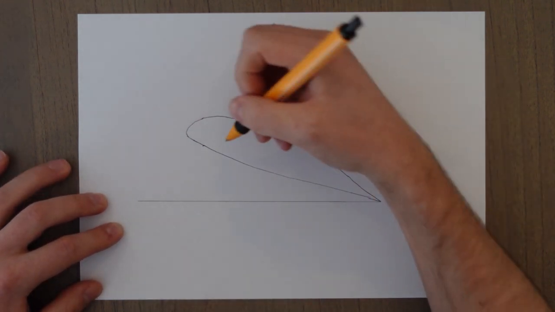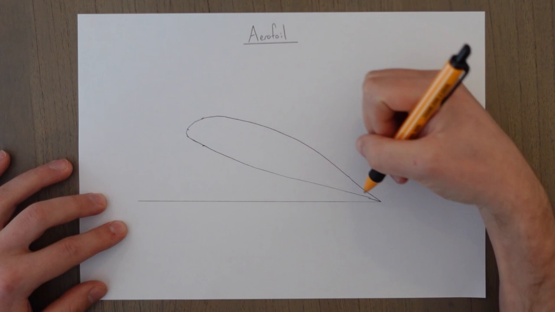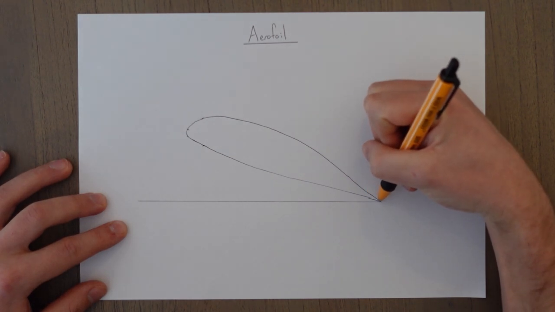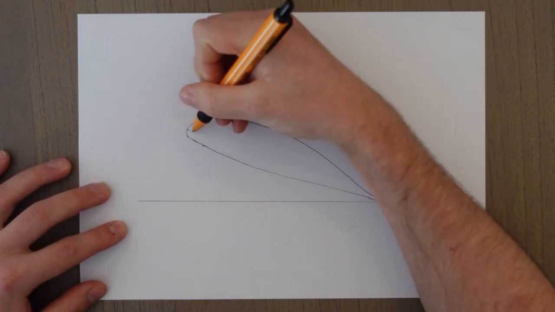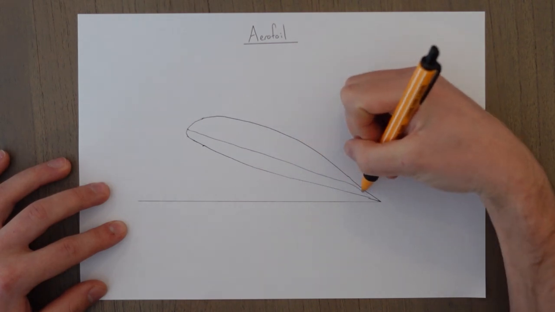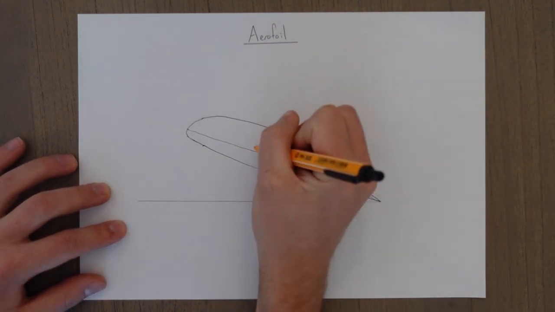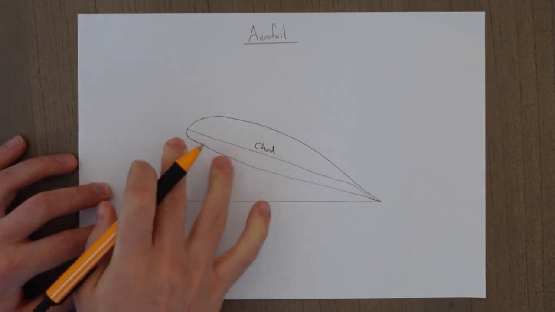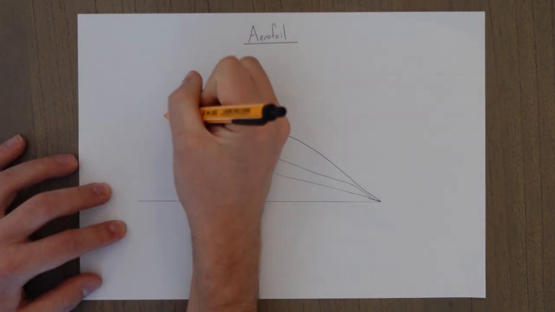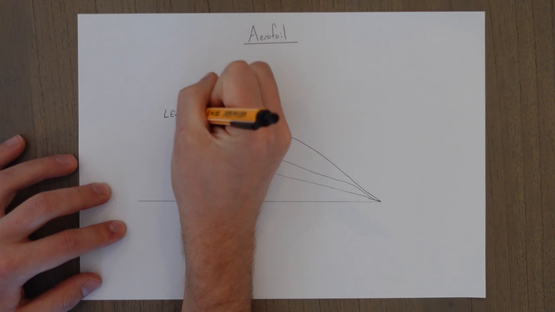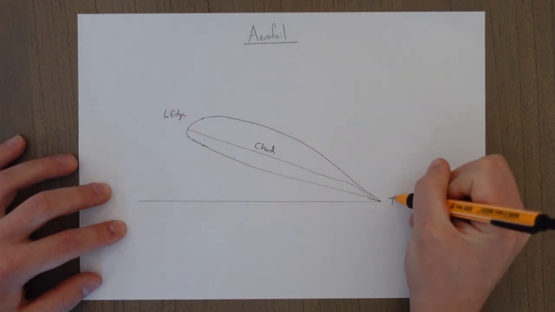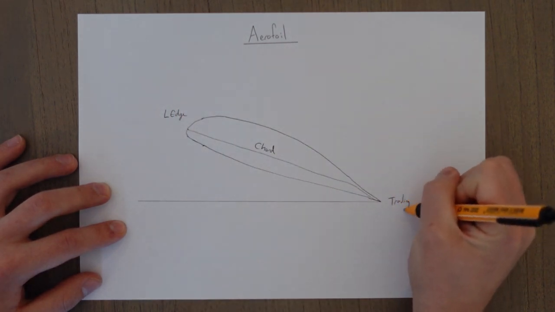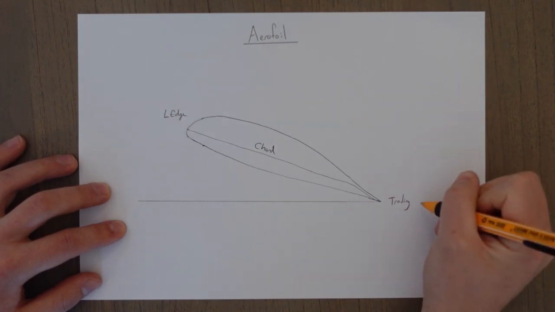So first of all, you have a line from the leading edge to the trailing edge that goes right through the middle. Oh, that's not very straight. This is called your chord line. The chord of a wing is from the leading edge to the trailing edge. Simple as that.